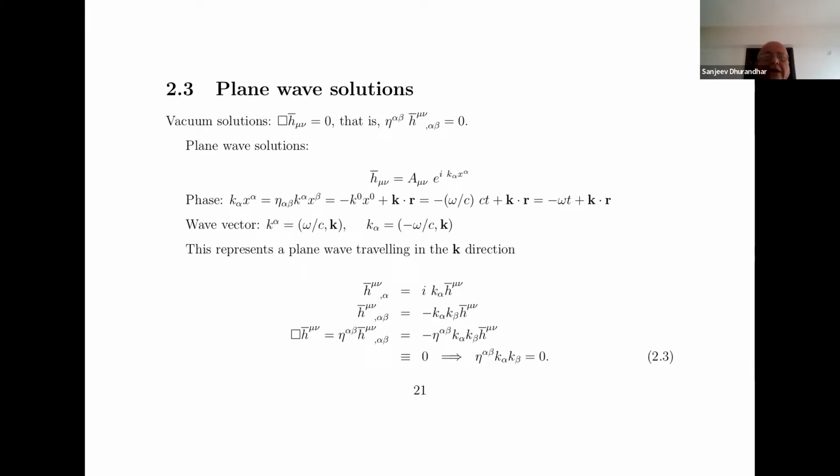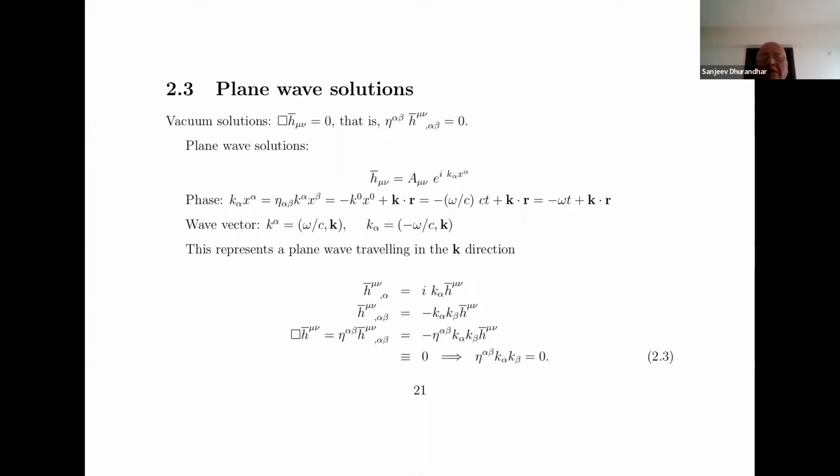So if you take the phase, k alpha x alpha, and expand it in the usual way, k alpha x alpha is eta alpha beta k alpha x beta, which is minus k naught x naught plus k dot x. So this is the usual kind of thing you have also in electrodynamics. You write the electric field E equal to E naught e to the i k dot r minus i omega t.